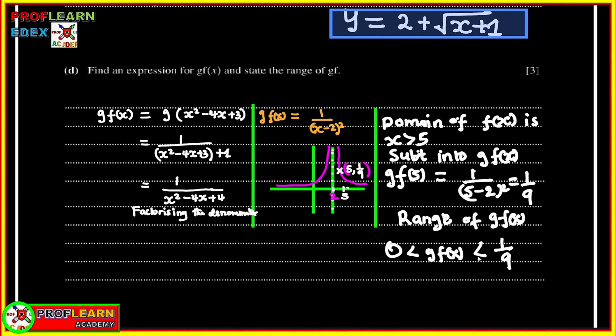Because if you look at this function, as the value of x increases to the right from 5, the graph keeps on decreasing as it approaches 0. But this graph is never going to touch the x-axis. So that's why we're saying the range of g f of x is going to be greater than 0 and less than 1 over 9.